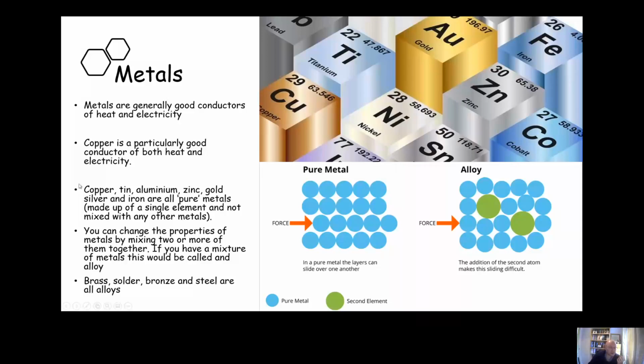Essentially you can create new properties from metals by mixing them together, and when you mix metals together, this would then be known as an alloy. Some examples of alloys would be brass, solder, bronze, and steel. Steel is a mixture of iron and carbon. These are all alloys, all mixtures of metals.